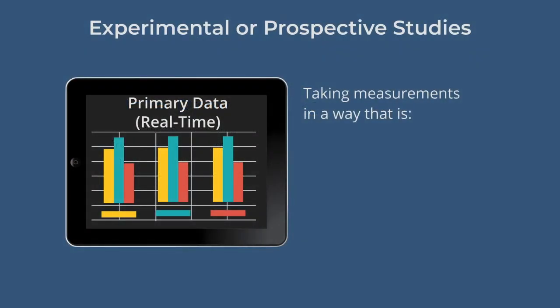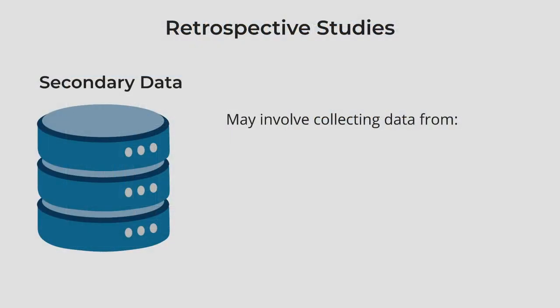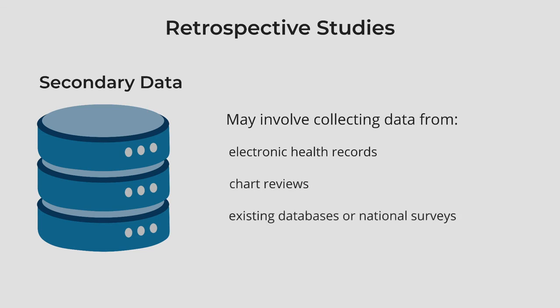For experimental or prospective studies, primary data or real-time data collection is conducted. This may involve taking measurements on individuals and recording the values in a way that is secure, reproducible, and not prone to error. For retrospective studies, secondary data collection is conducted, meaning data collected by someone else for some other purpose is used. This typically involves extracting data from electronic health records, performing chart reviews, or using existing databases or national surveys.